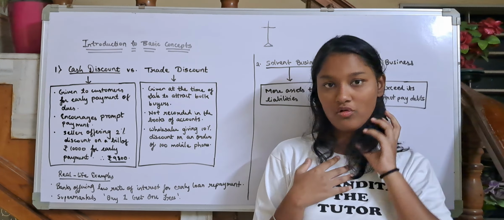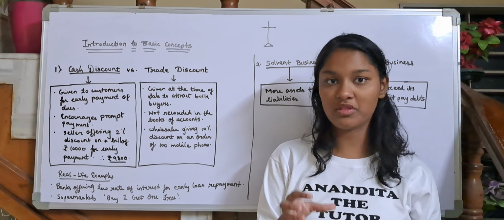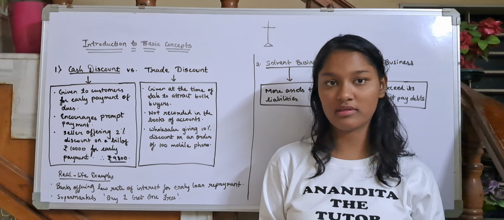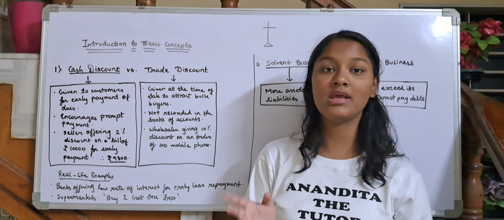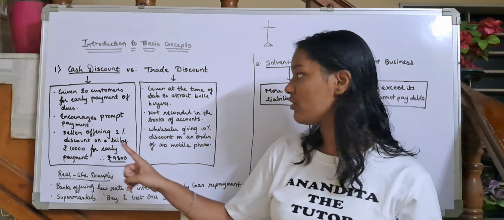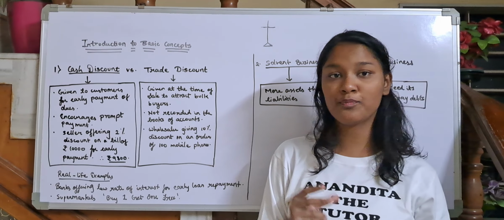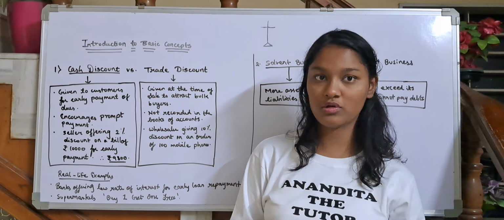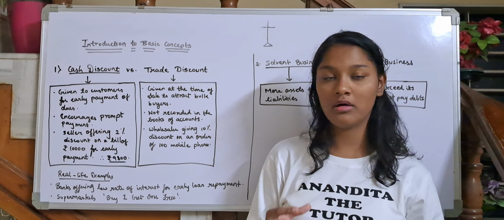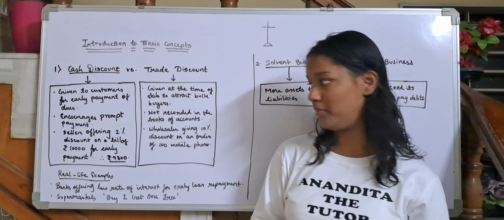So if I go in a grocery store and I pay that 100 rupees, whatever the product was costing, immediately the shopkeeper gives me a discount. Why? He gives me that discount to encourage prompt payment. What is prompt payment? For quick payments, so that I don't delay my dues and I pay it as soon as possible.